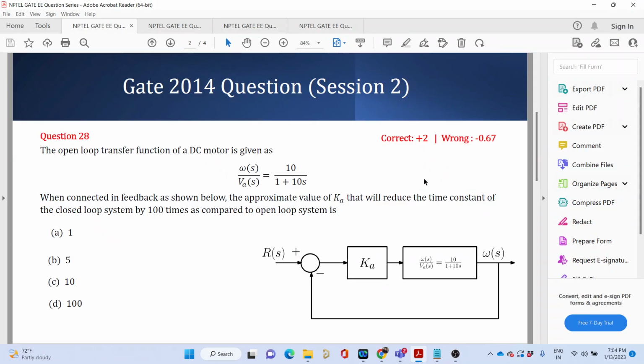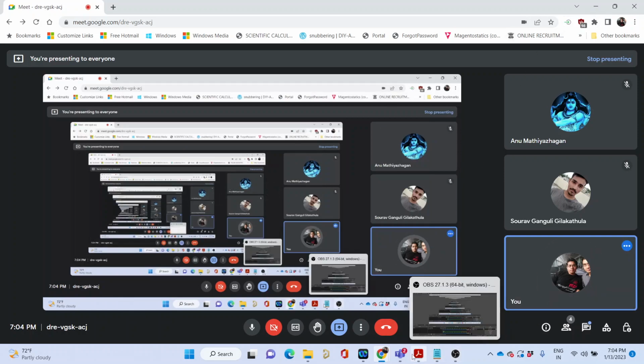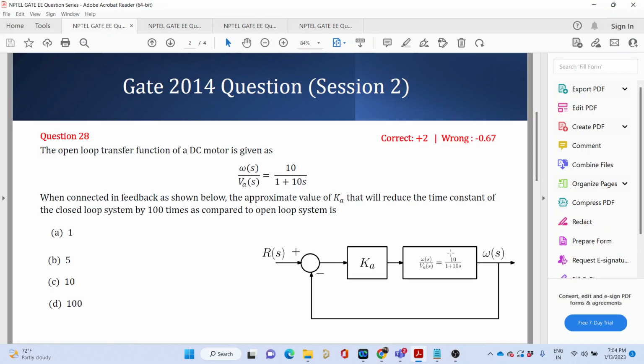Okay. So this is the first question. I would give you 5 minutes time to solve the question, and then I would ask you what answer you are getting. So there is an open loop transfer function for a DC motor. The omega is the speed of the motor, and VA is the armature terminal voltage, and the transfer function is given over here.